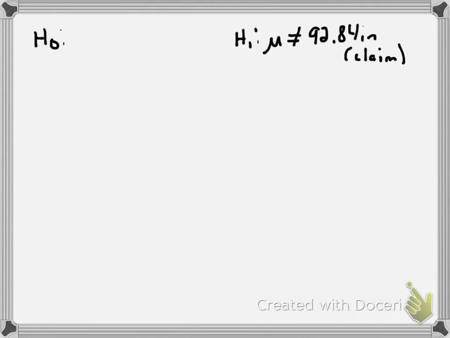In this example, we are testing the claim that the new balls have bounce heights with a mean different from 92.84 inches. Let's start with the null hypothesis and the alternative hypothesis. Again, we're testing the claim that the new balls have bounce heights with a mean that is different from 92.84. So we go to H1 and the mean is different from, or not equal to, 92.84 inches. And that's our claim. So that means the null hypothesis would be that the mean is equal to 92.84 inches.